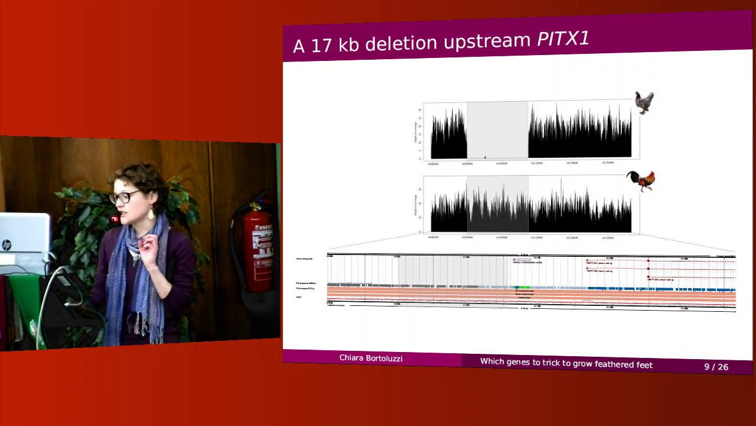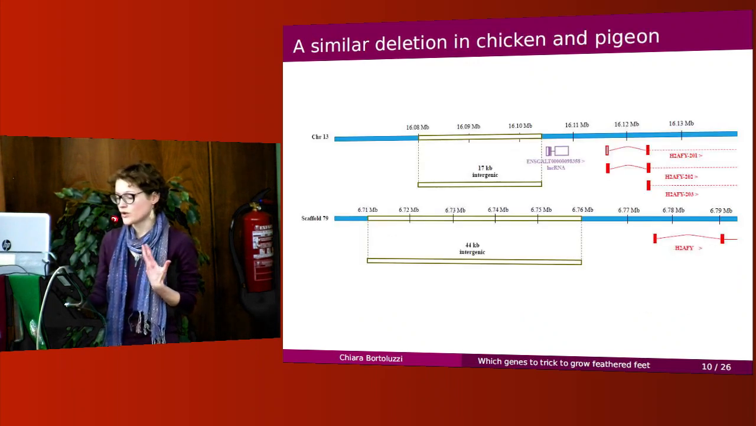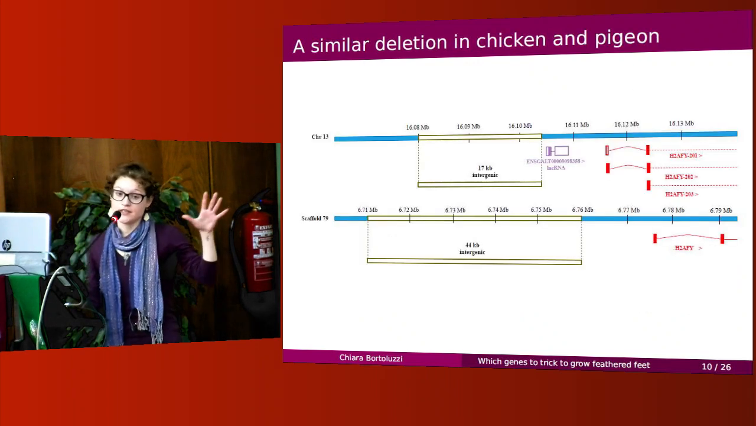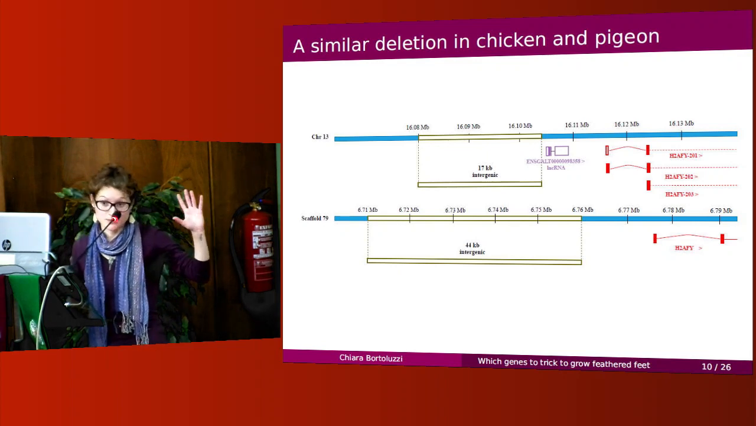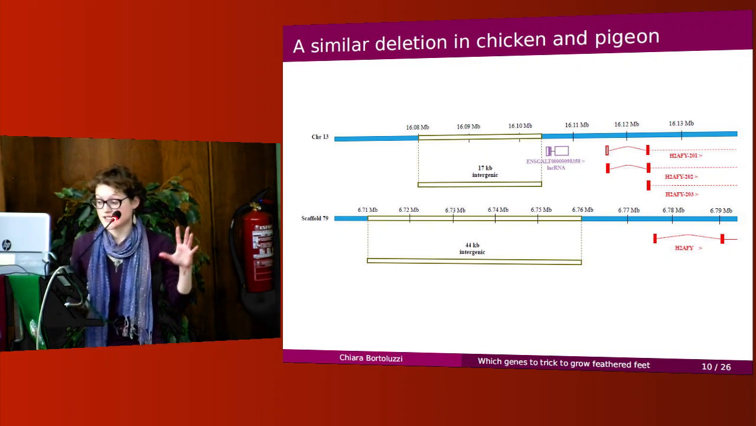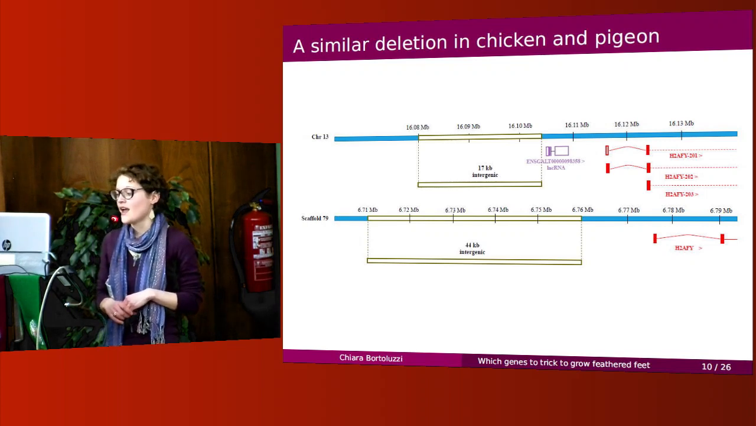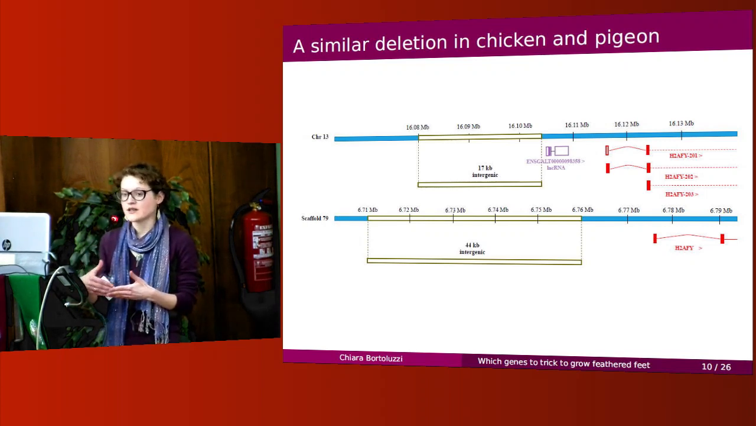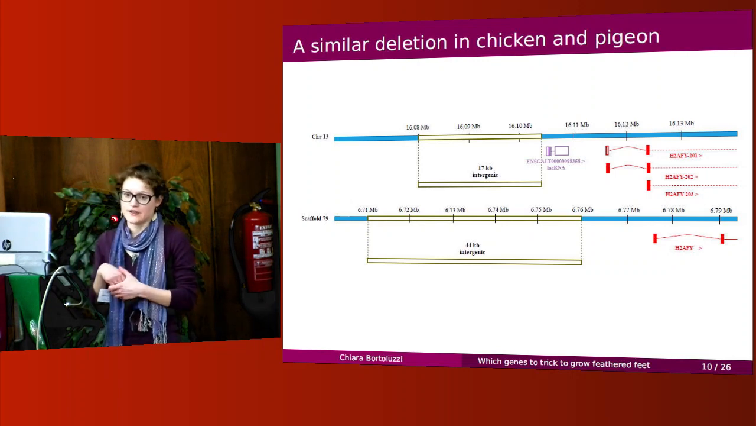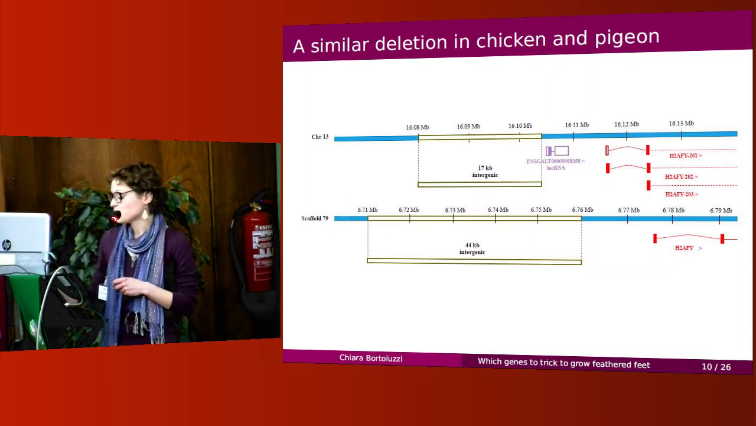So we then looked into more detail into this deletion and specifically at the boundaries to see whether this deletion has likely evolved multiple times. And that's indeed what we found. And here is just to show you that also in pigeon the deletion was identified, although it was much larger, was 44 kb. And our deletion in chicken overlapped perfectly with the deletion in pigeon.